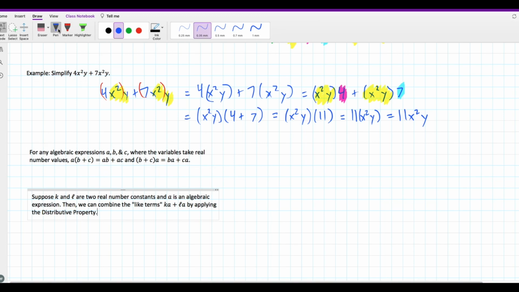Okay, so let's see what this looks like. We have Ka plus La. Using this form right here, we have this situation. It's just that instead of B and C, we have those constants, K and L. So then what I can do is factor out the A by writing K plus L first, and then we multiply that sum by A. Okay, so that's the general form. Let's look at an example.